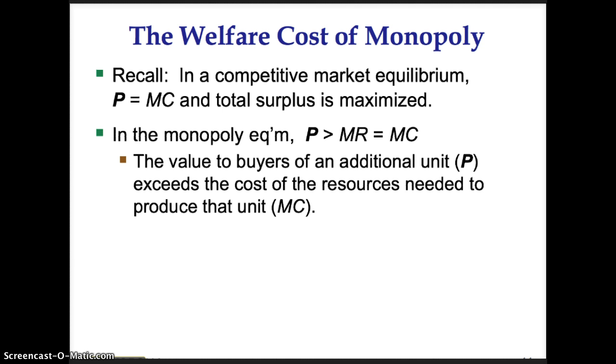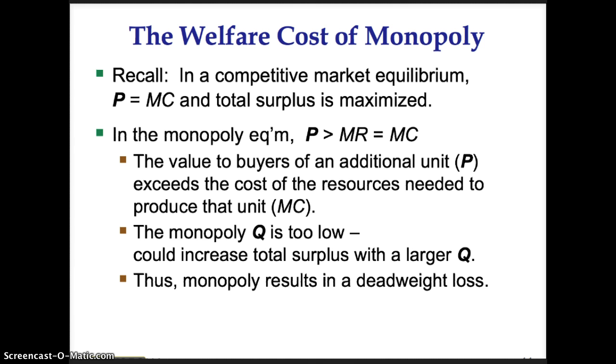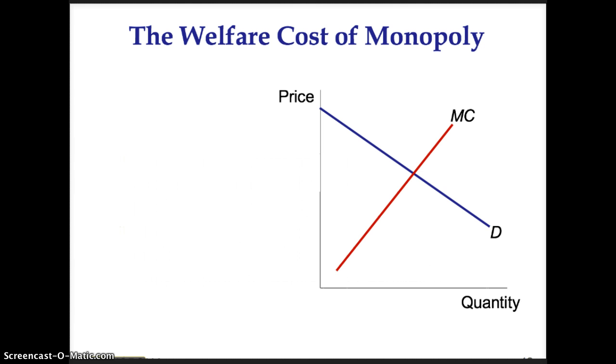The value to buyers of an additional unit, P, exceeds the price of the resources needed to produce that unit, MC. The monopoly quantity is too low and it is possible to increase total surplus with a larger quantity being produced. Therefore, monopoly results in a deadweight loss. Let's look at this on a diagram.